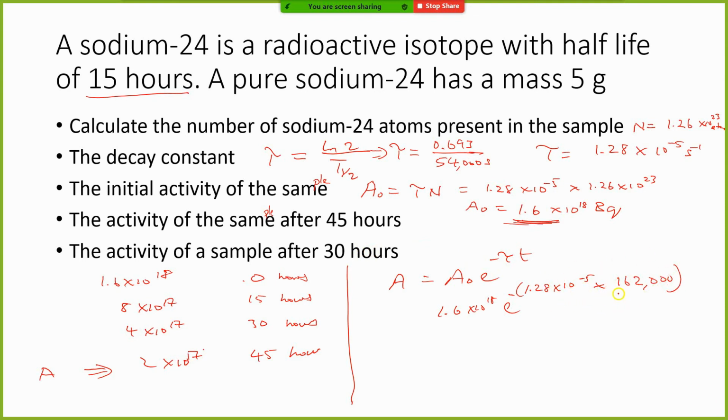Let's work out the top part here. So 162,000 times 1.28 e to the minus 5. We're getting that e to the minus 2.07, right? Let's work out the e to the minus 2.07. When I do that, I get 0.12. Let's just put it at 0.13. I'm going to multiply that now by the 1.6 times 10 to the 18th, and let's see if we get the answer.